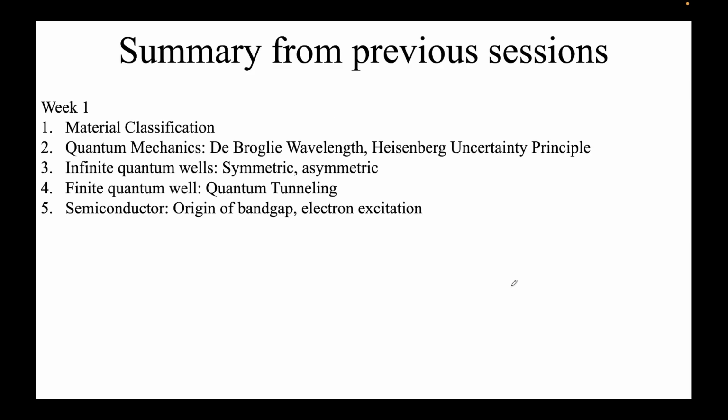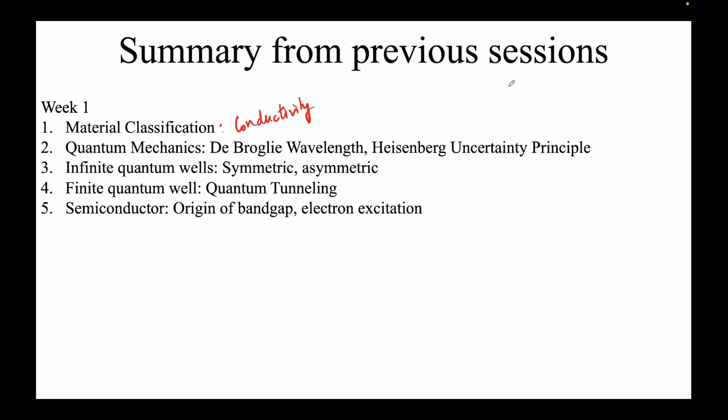Just to have a quick recap: in week one we talked about material classification, and specifically we classified materials in terms of electrical conductivity. Then we saw some basics of quantum mechanics, like the de Broglie wavelength and the Heisenberg uncertainty principle, followed by solving the time independent Schrodinger equations for quantum wells.